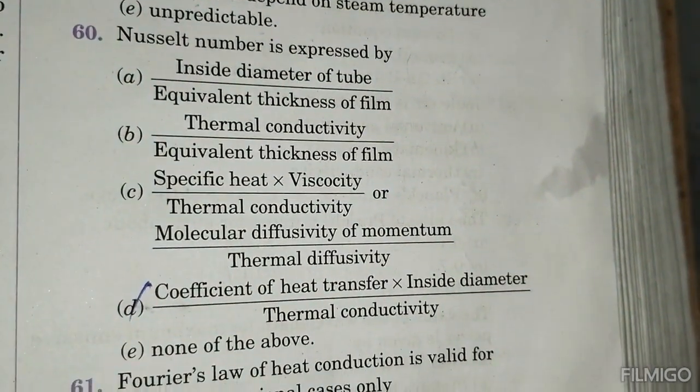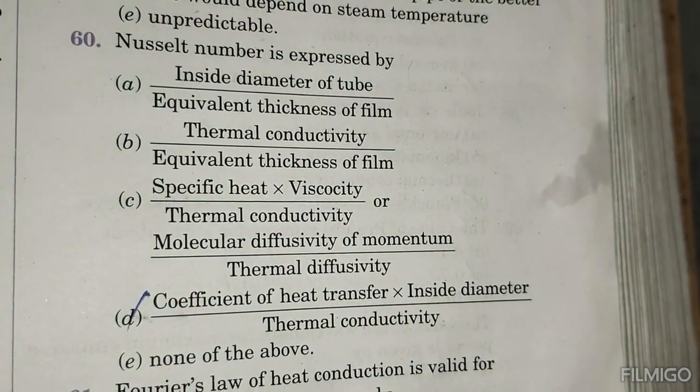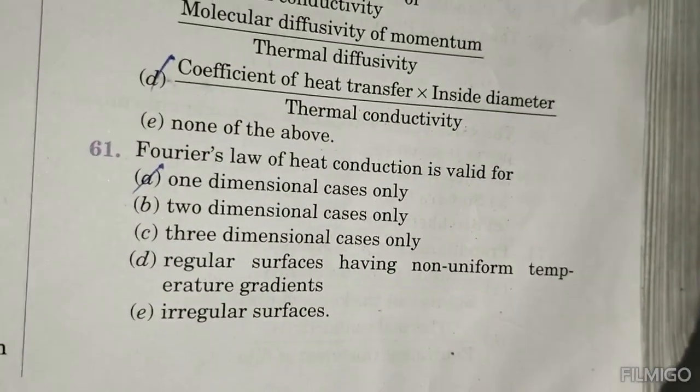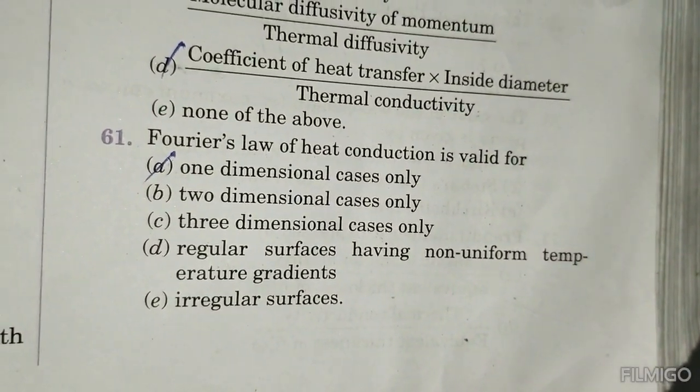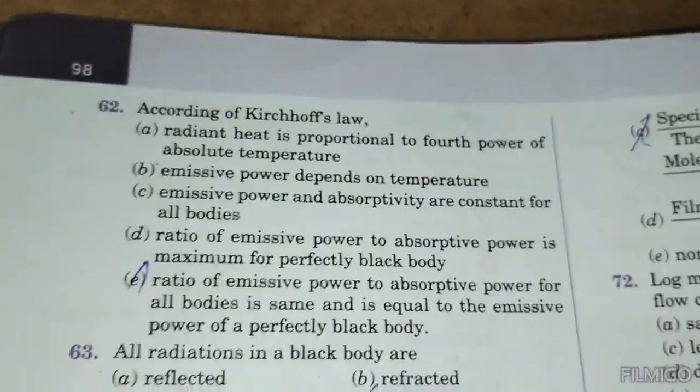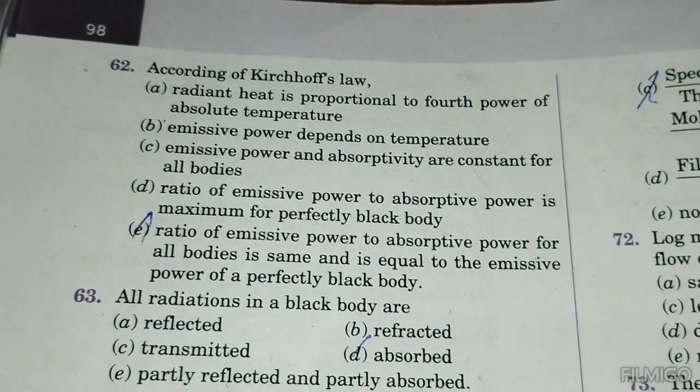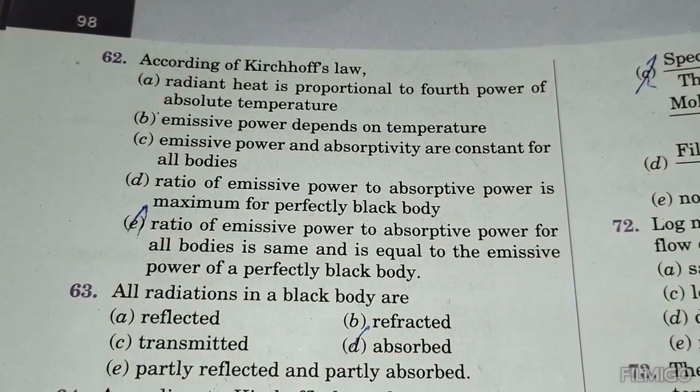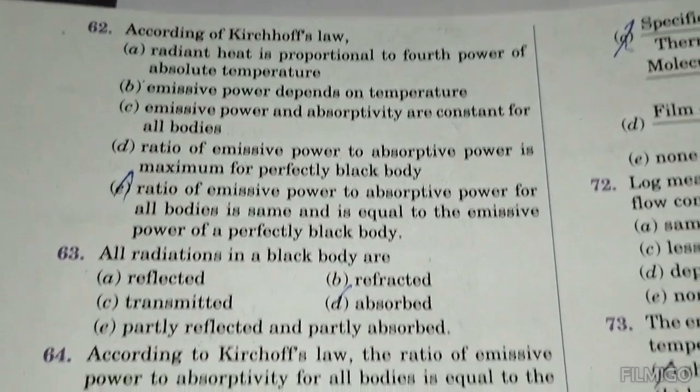Nusselt number is expressed by coefficient of heat transfer times inside diameter by thermal conductivity. Fourier's law of heat conduction is valid for one-dimensional cases only. According to Kirchhoff's law, the ratio of emissive power to absorptive power for all bodies is the same and equal to the emissive power of a perfectly black body.